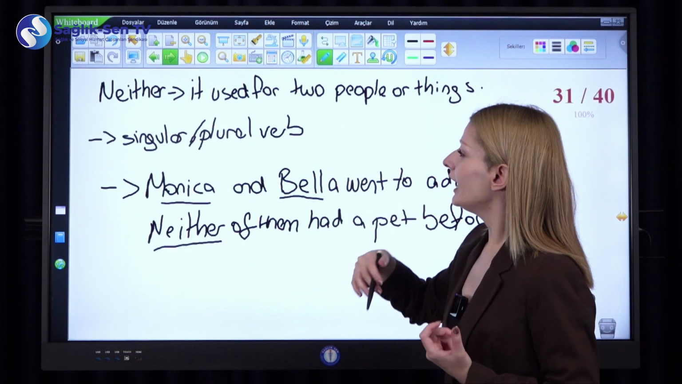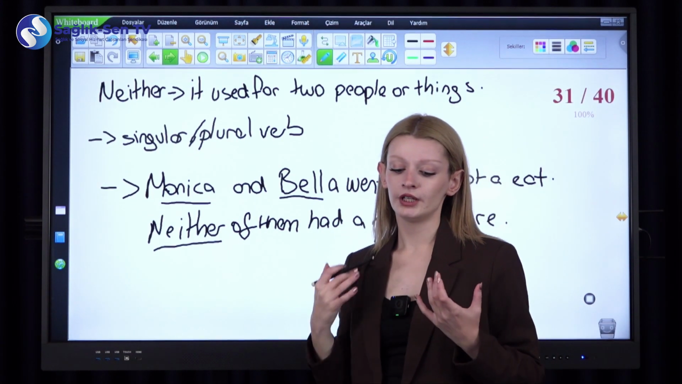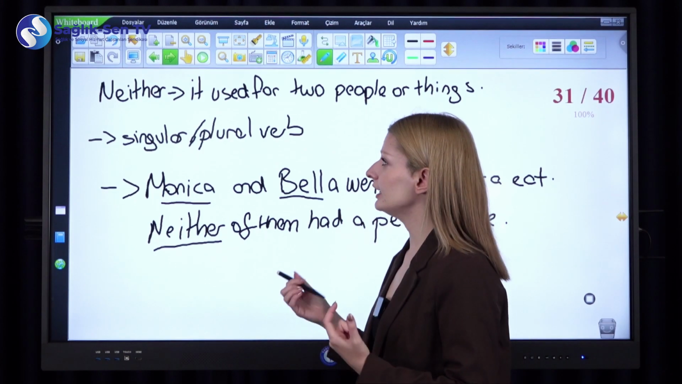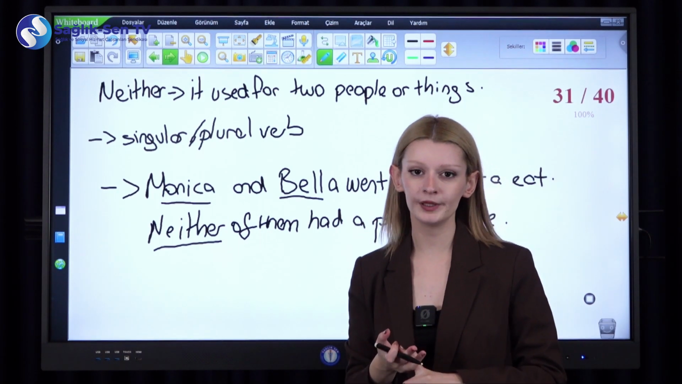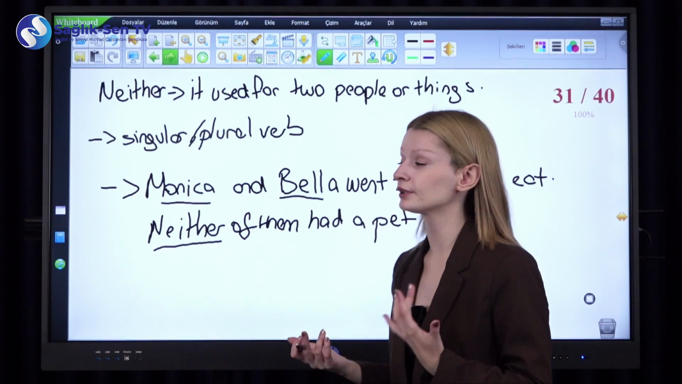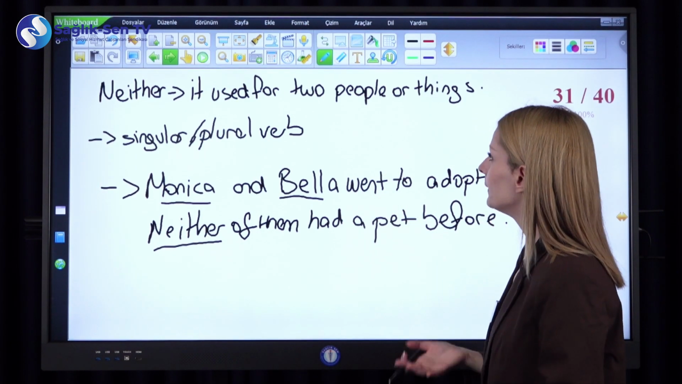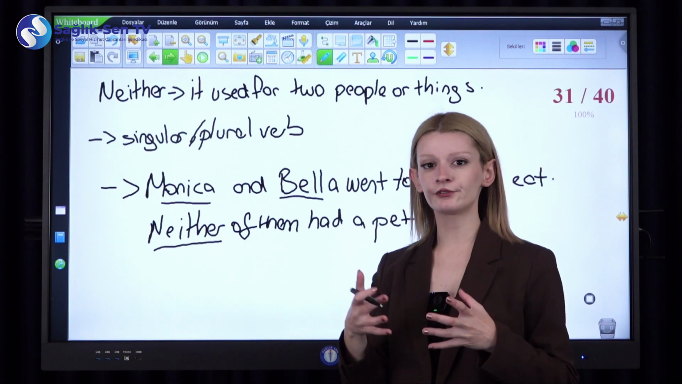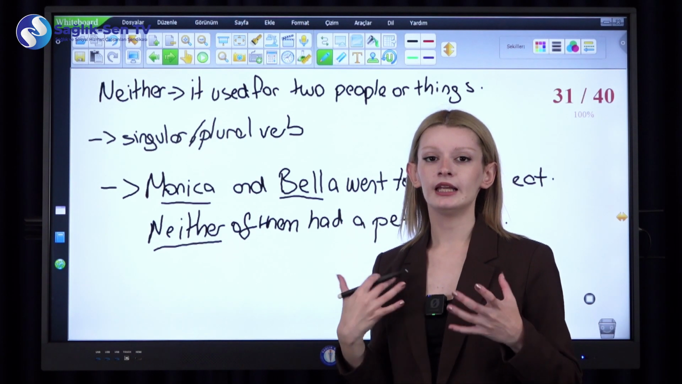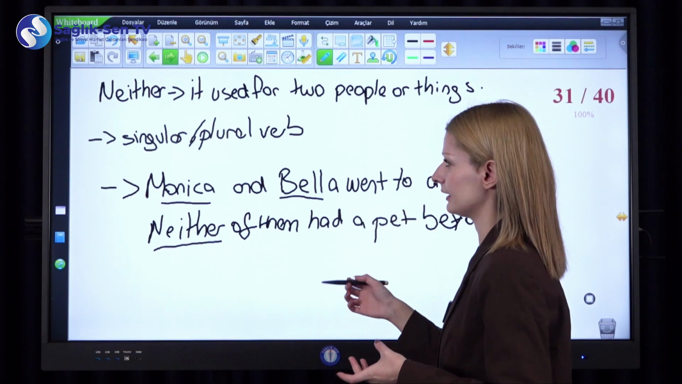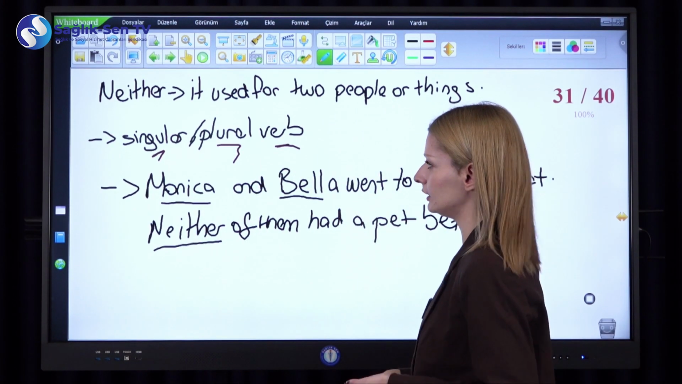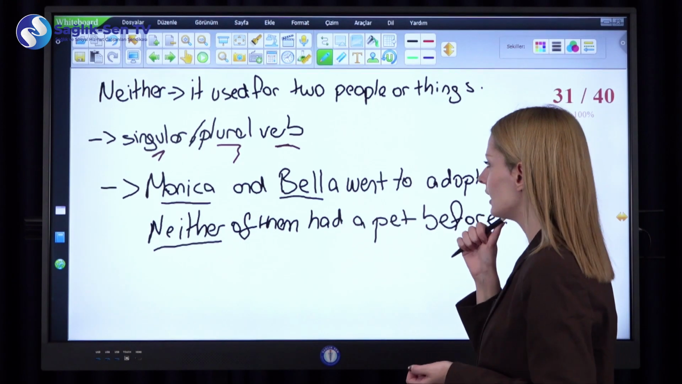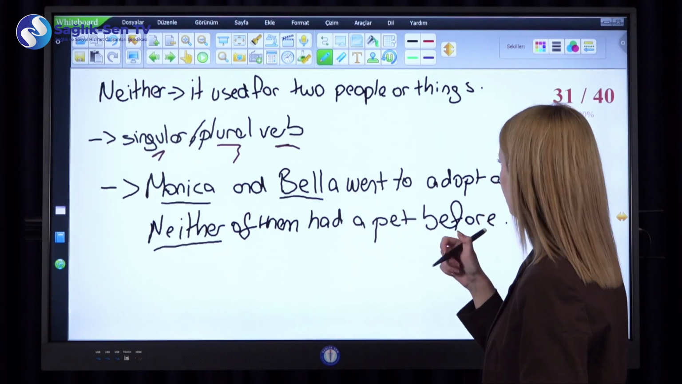And the opposite of both is neither. Again, we're talking about two people or two things. But it is used in an affirmative form. It gives a negative meaning. The verb can be singular or plural. For example, Monica and Bella went to adopt a cat.